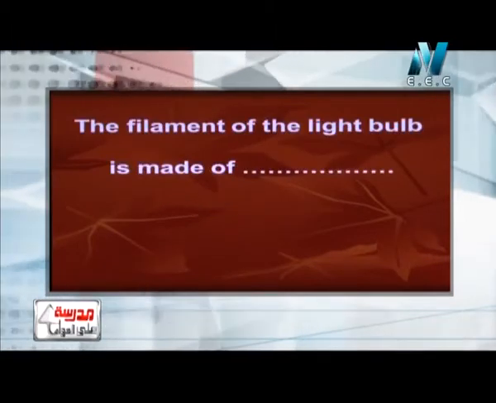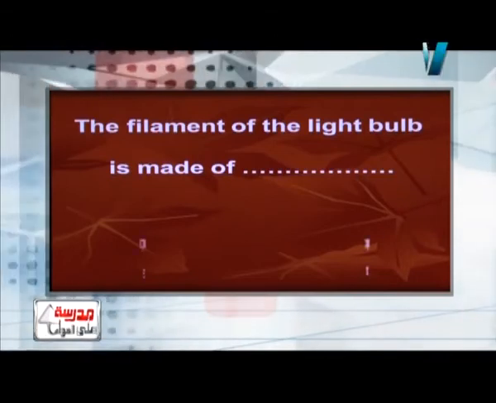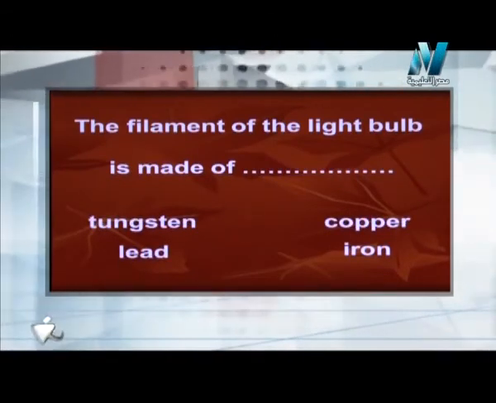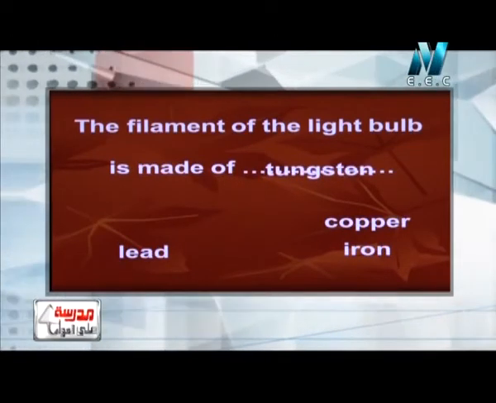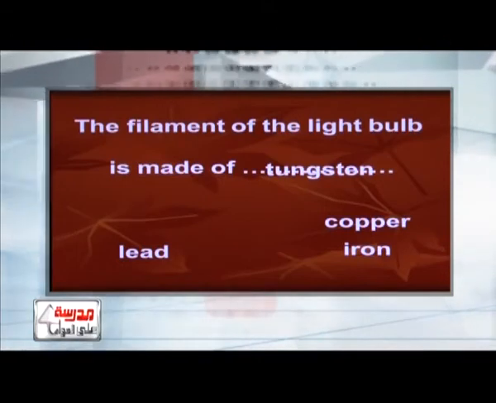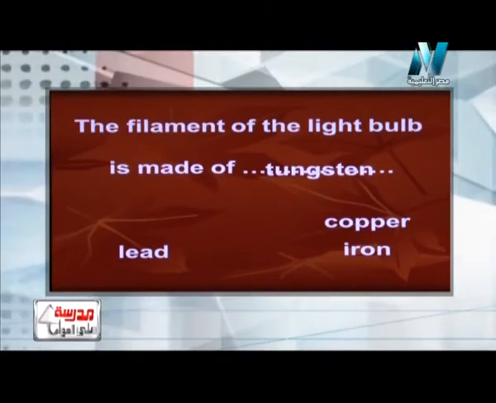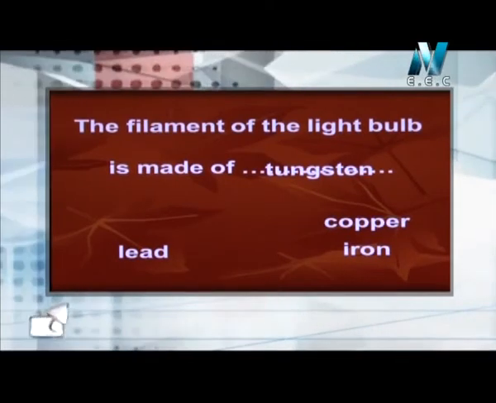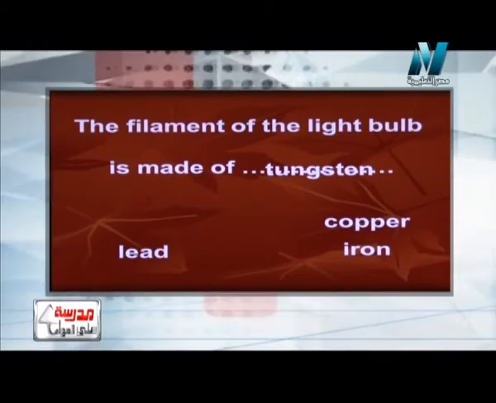Another question. The filament of the light bulb is made of tungsten, copper, lead, or iron. Surely it will be the tungsten. The filament of the light bulb is made of tungsten. Why? Or give reason, as I said before: because tungsten has a high melting point.